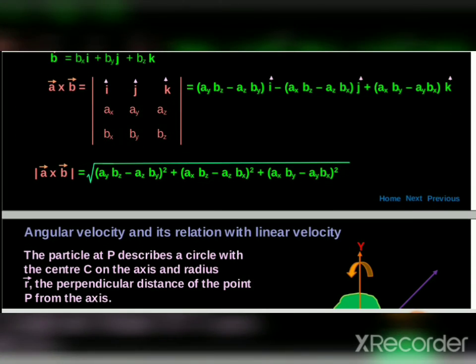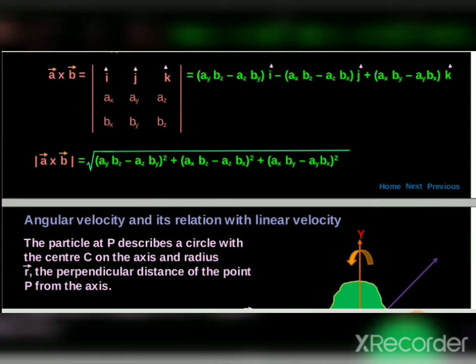So you can write your A cross B in terms of i, j, k, with Ax, Ay, Az and Bx, By, Bz. So that can be written as the following equation, and magnitude of A cross B can be written as under root of (Ay Bz minus Az By) whole square plus (Az Bx minus Ax Bz) whole square plus (Ax By minus Ay Bx) whole square.